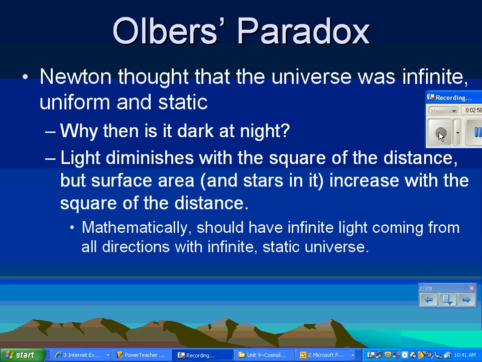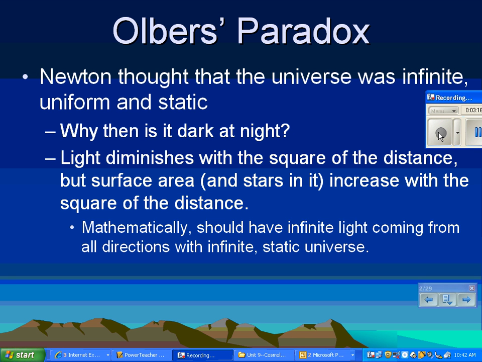And therefore, in every direction I look, there should be light coming from some object. And we know that's not happening. So that's the paradox. We need to figure out why that's not happening. Okay? So by the end of this PowerPoint, my hope is we'll have some solutions as to why Olber's paradox is no longer a paradox.